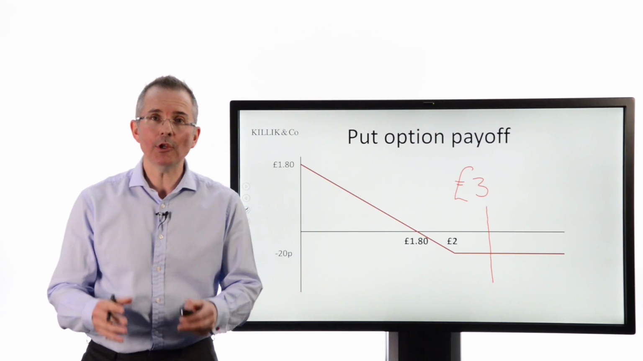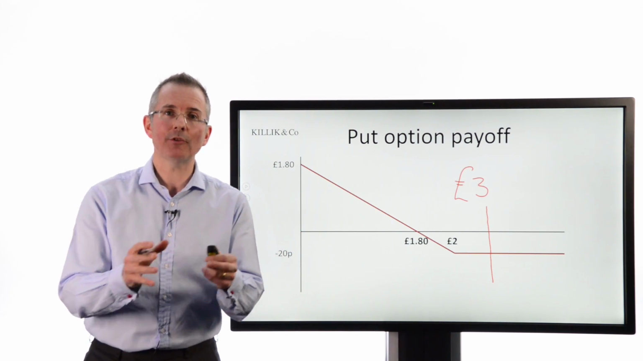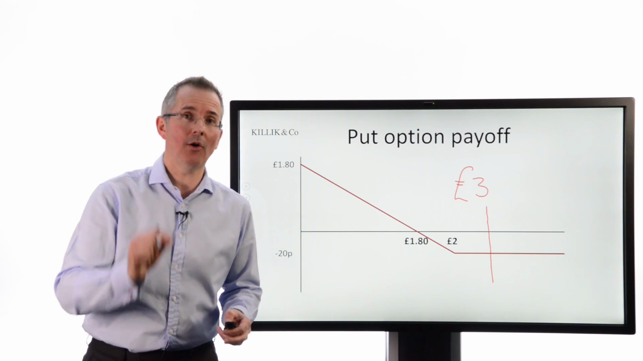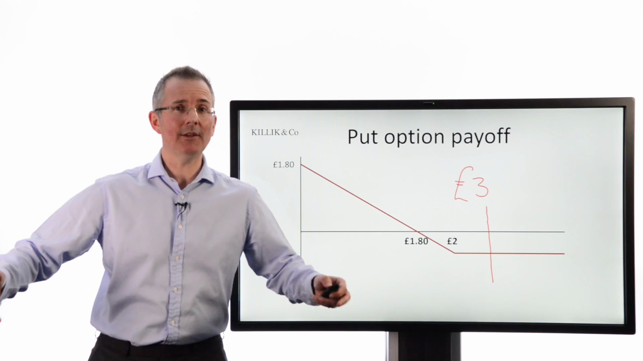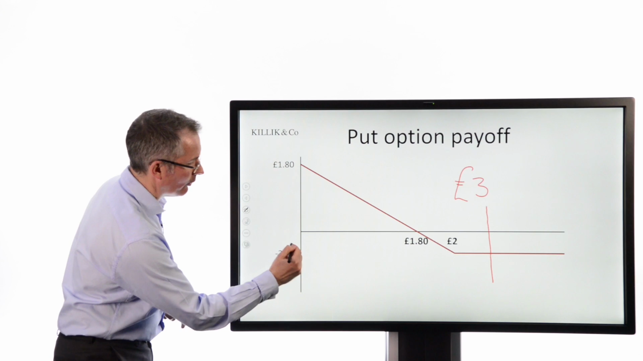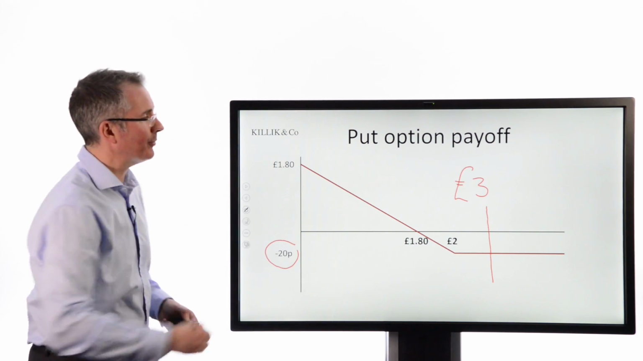Are you going to use a piece of paper to sell 1,000 shares for £2 when you can get 3 in the market? No, you're not. You'd sell the shares in the market if you needed to, you put the piece of paper in the bin, and you've lost out on your £200, or 20 pence per share.